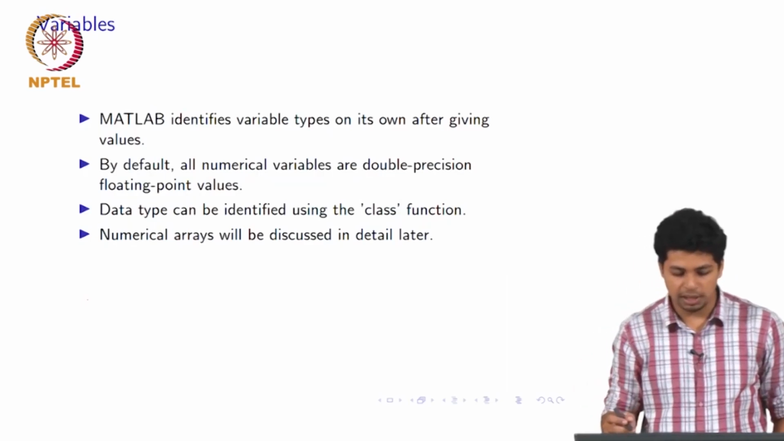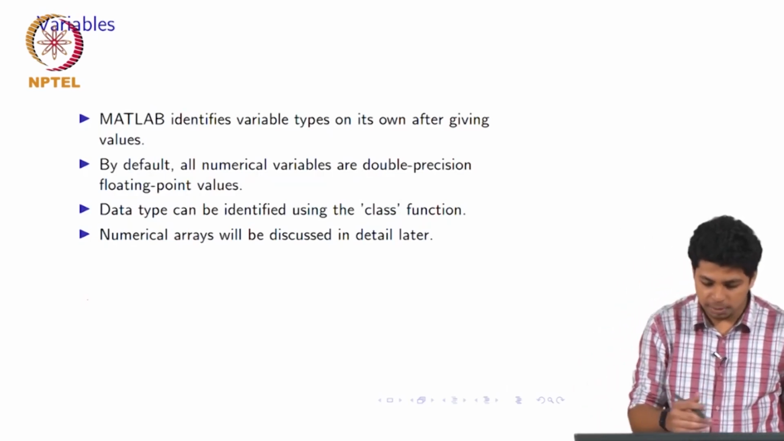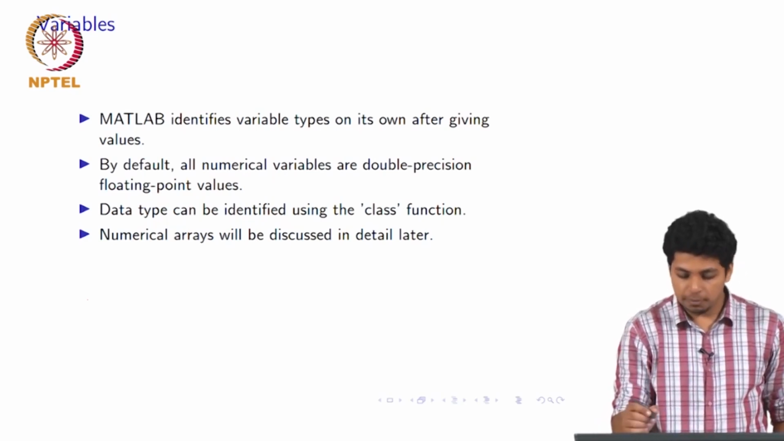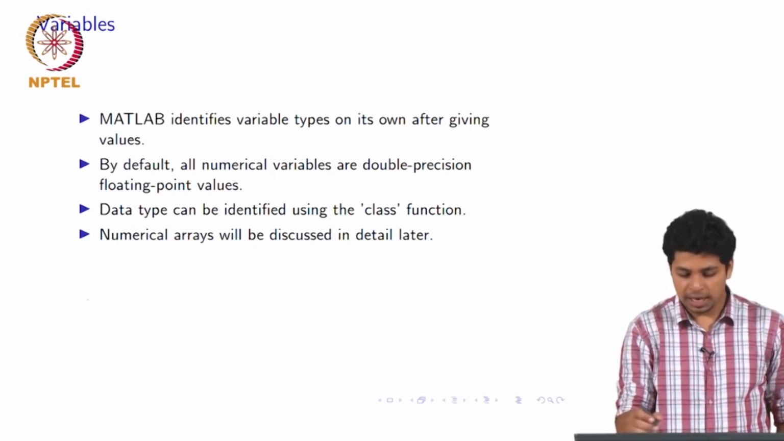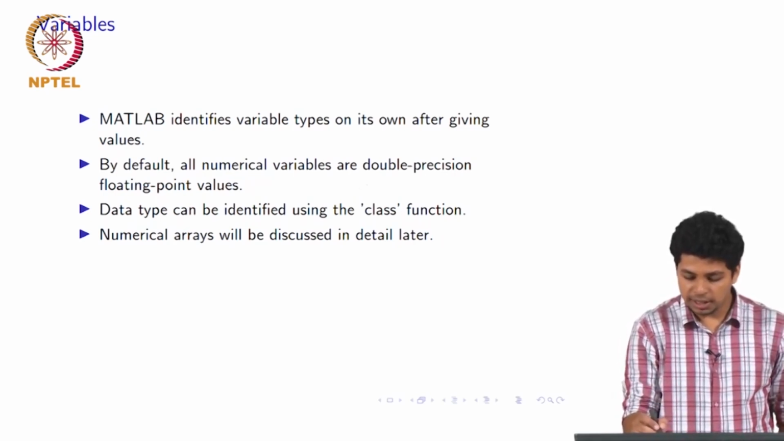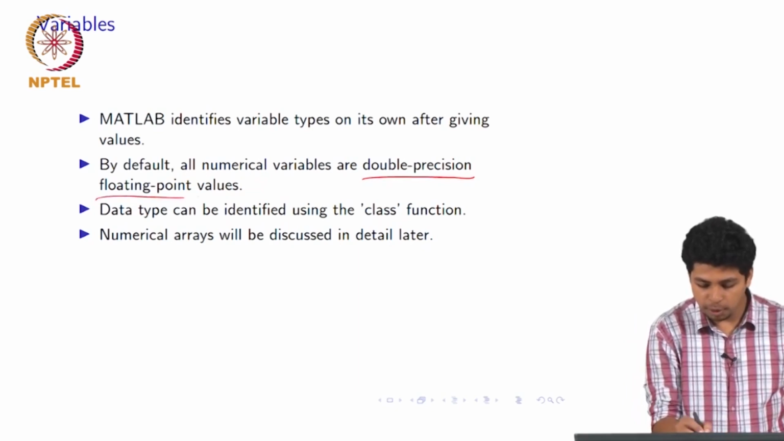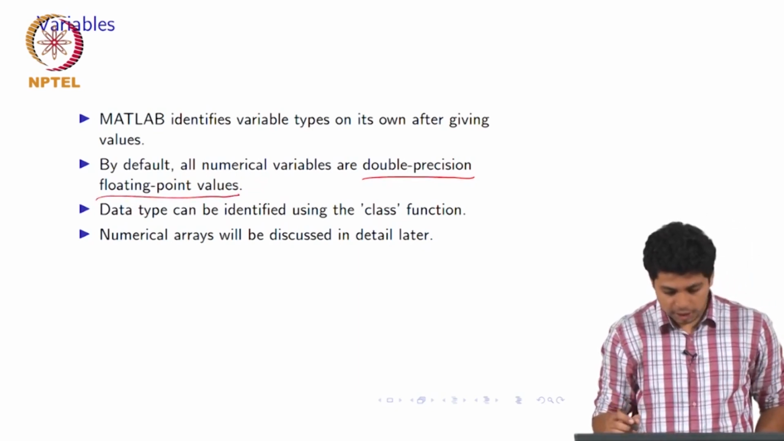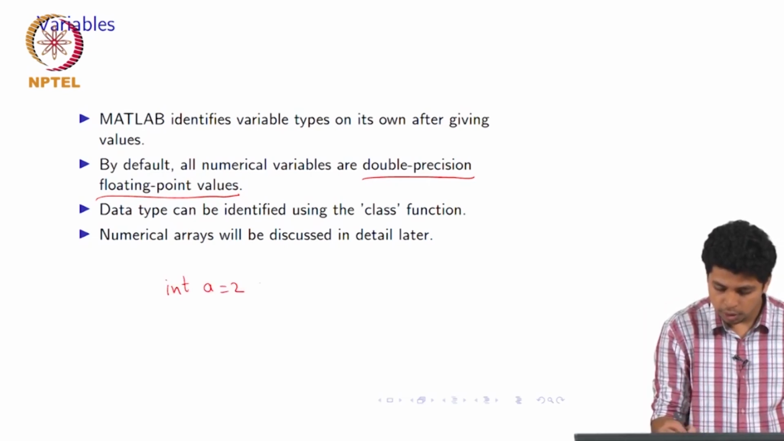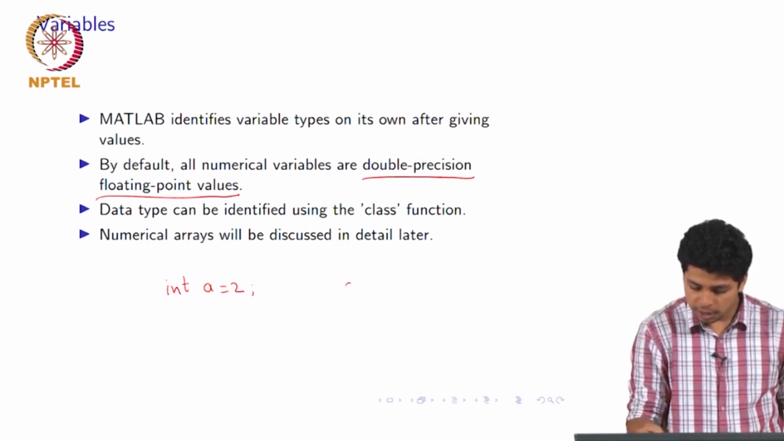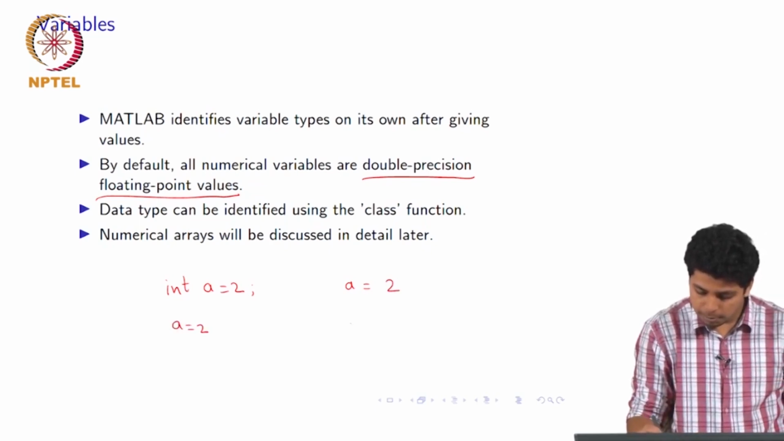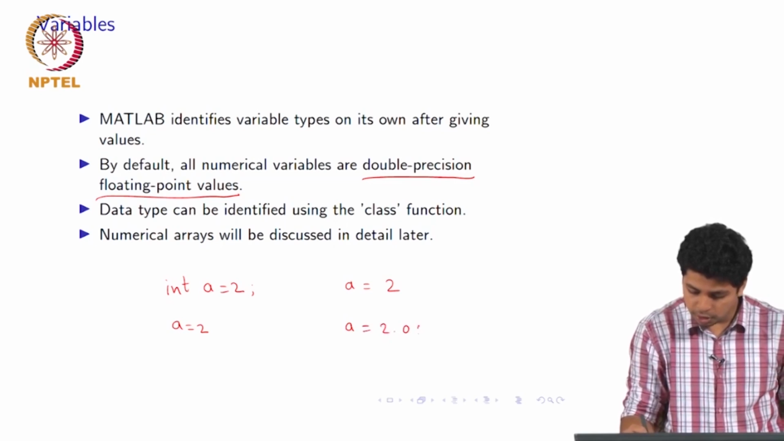Now we'll discuss briefly about variables. As we just saw in that snippet of code, you do not need to specify the type of variable for MATLAB. It interprets the type of variable on its own, and by default, if you enter any number in MATLAB, then it is interpreted as a double precision floating point value. What that means is, if in C you would have said int A equal to 2, then A will store a value of 2. But if in MATLAB you say A equal to 2, then by default it will store A equal to 2.000.